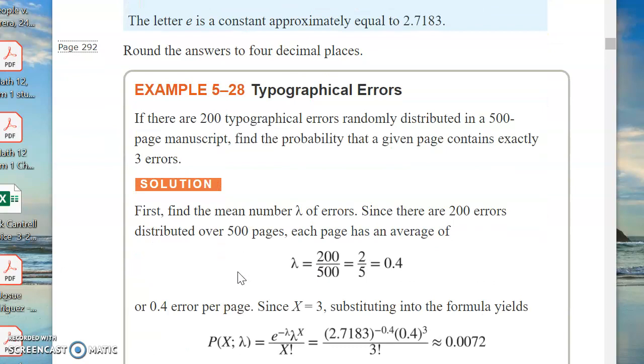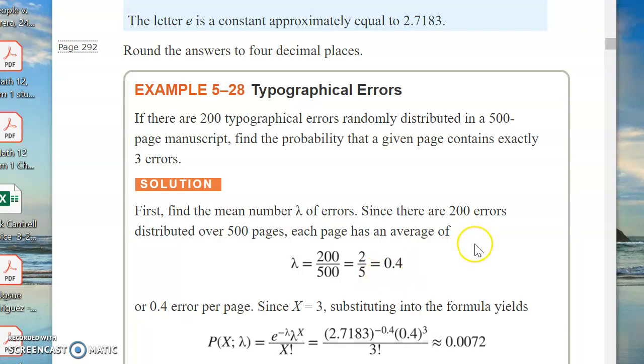So lambda is the mean number of errors. Errors is the random variable that we're looking at. There are 200 errors throughout the entire book of 500 pages. Therefore, each page has an average, an expected value, of 200 over 500, which is 2 over 5, which is 0.4.